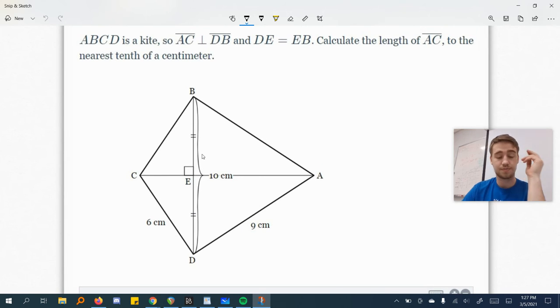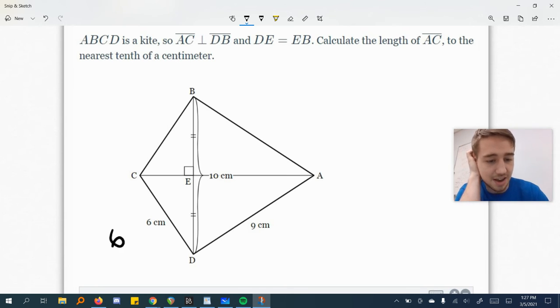So we are going to go ahead and find that this is 6. Each half of these is 5. Yeah. So each half of the 10 there is 5.